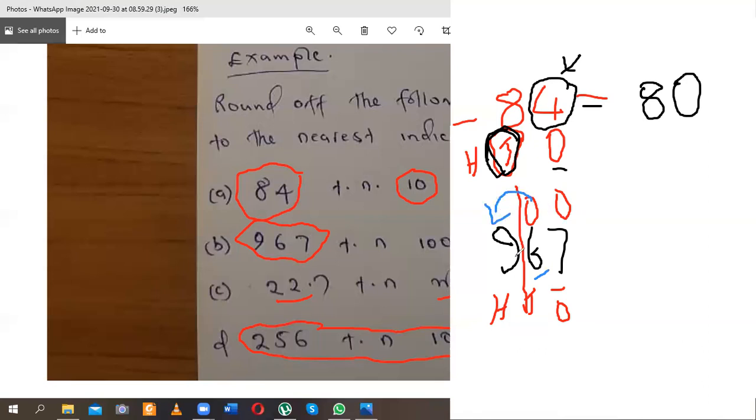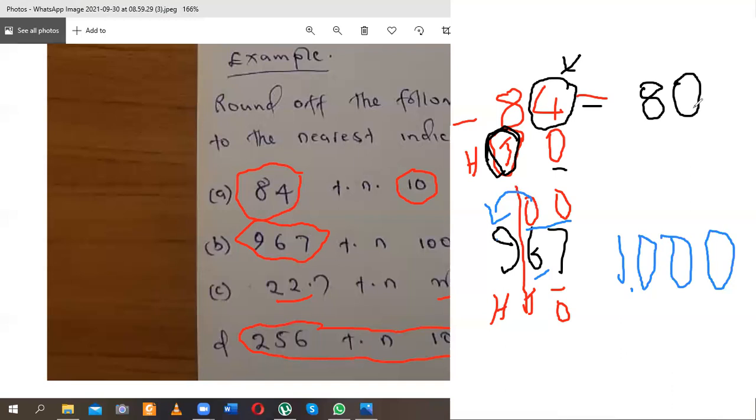But when we get a 1 and put it on the 9, it becomes a 10. Just getting a 1 from a 6 and putting it on 9, it becomes a 10. But we already have these two numbers that we turned into zeros. So 967, being rounded off to the hundreds, gives us 1,000. So that is what we're supposed to do.